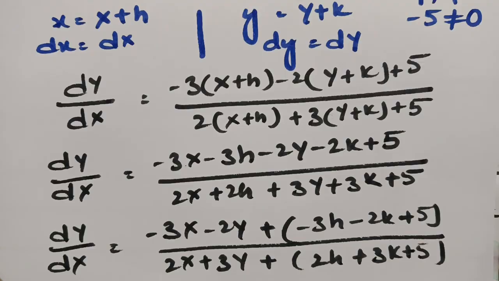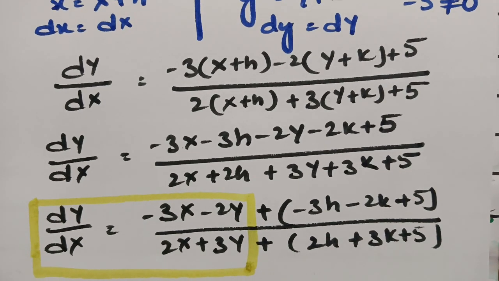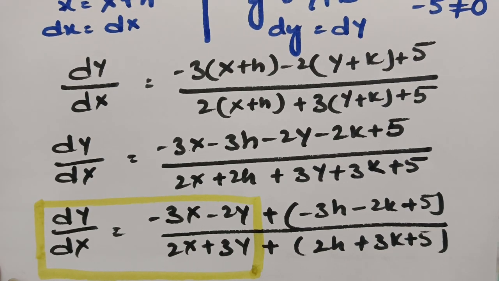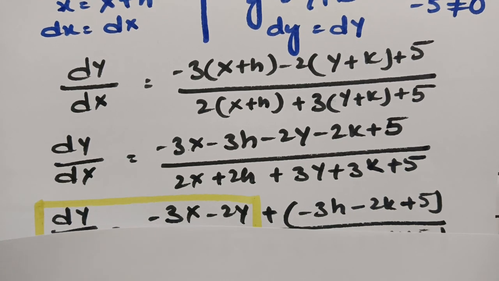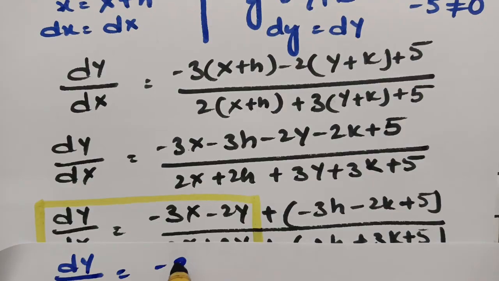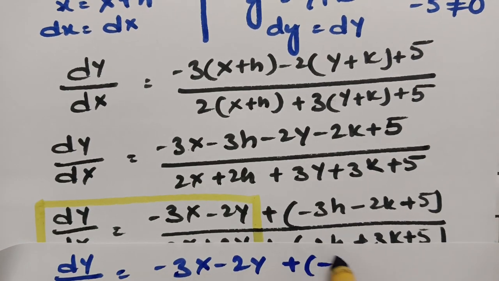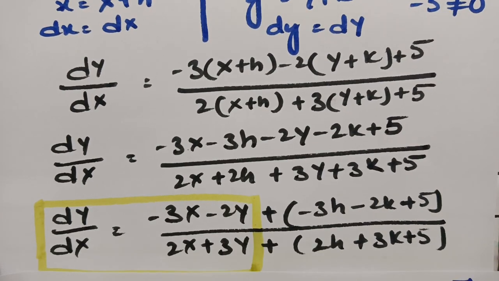Now I am separating this part as it is a homogeneous differential equation. So the non-homogeneous differential equation, when given a suitable substitution, is transformed into a homogeneous differential equation. And now I'm separating this homogeneous part. If I separate this homogeneous part, see what happens here. This will become dy/dx = (-3x - 2y + (-3h - 2k + 5)) / (2x + 3y + (2h + 3k + 5)).